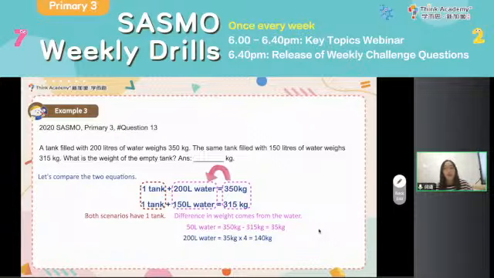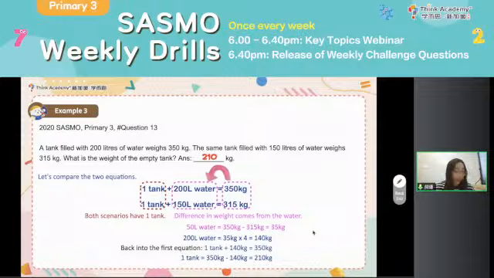So here, I just go back to the first equation. Then I will figure out in 200, there are 4 times 50. So 200 liters of water weighs 140 kilograms. Then, following this, 1 tank plus 140 kilograms gives 350 kilograms. So what is the weight of the empty tank? That is 350 minus 140, correct? The answer is 210, okay? Yes, good job.